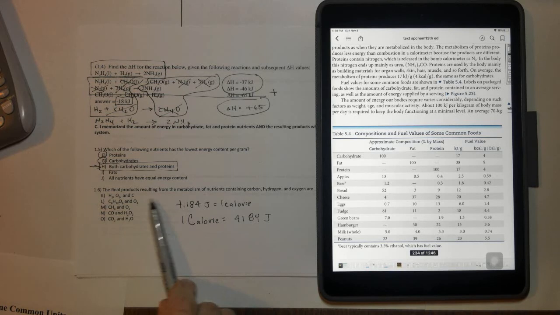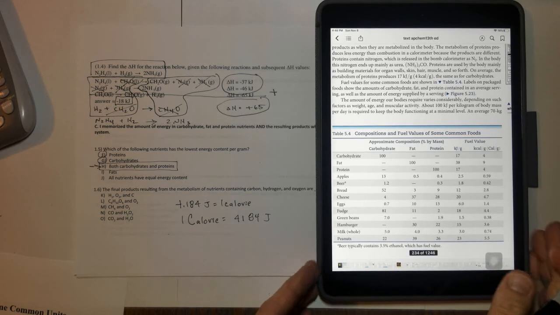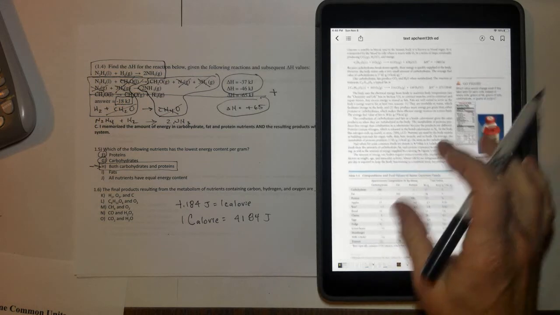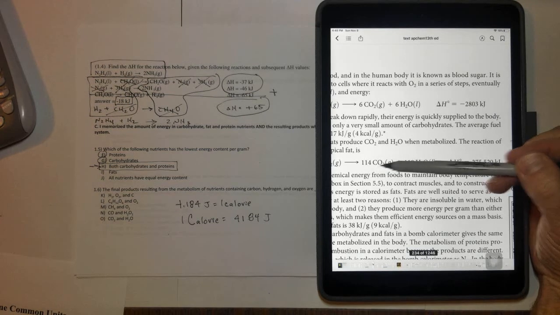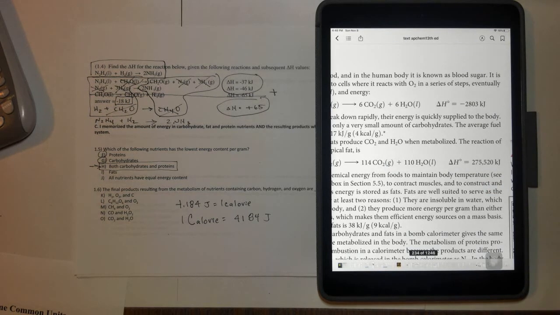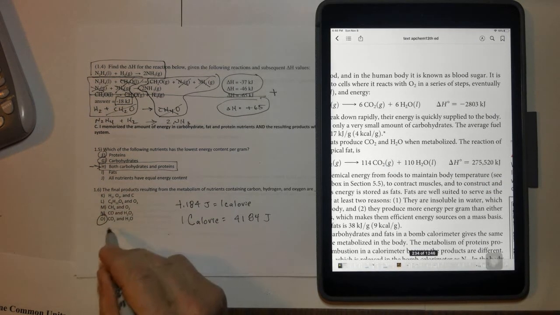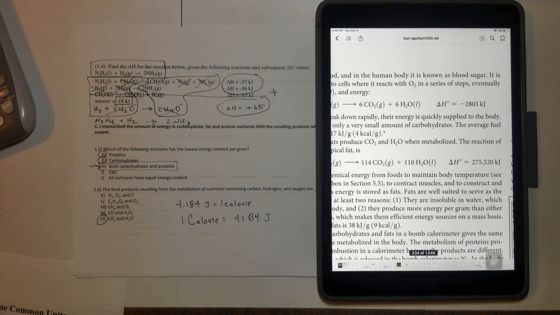And then it says the final products resulting from the metabolism of the nutrients containing carbon, hydrogen, and oxygen. Well, as we looked back up here in these reactions, they're always carbon dioxide and water, which of course is letter O right down here, carbon dioxide and water. All right, there's a little on food and fuel values.